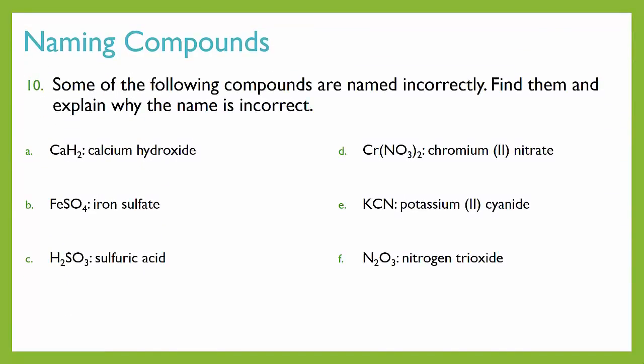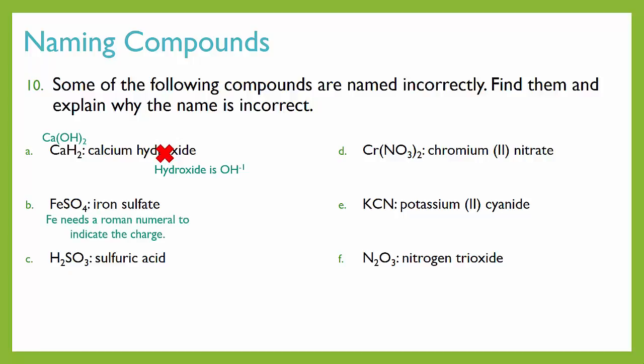Next question. Some of the following compounds are incorrect, so find them and explain why they're not correct. So my first one, I've got CaH2, and we're calling that calcium hydroxide. So first, that's not right because hydroxide is OH minus 1. So if I wanted to have calcium hydroxide, I would need Ca(OH)2 in order to have the right formula there. Otherwise, I could call this calcium hydride.